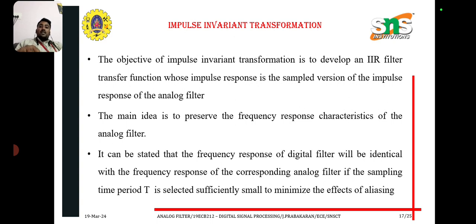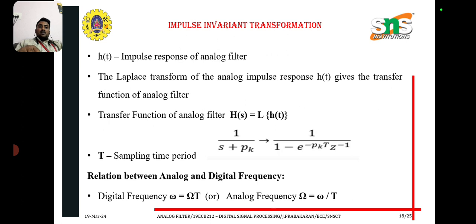Next is impulse invariant transformation. The objective of impulse invariant transformation is to develop an IIR filter transfer function whose impulse response is the sampled version of the impulse response of the analog filter. The main idea is to preserve the frequency response characteristics of the analog filter. The frequency response of the digital filter will be identical with the frequency response of the corresponding analog filter if the sampling time period T is selected sufficiently small to minimize the effect of aliasing.